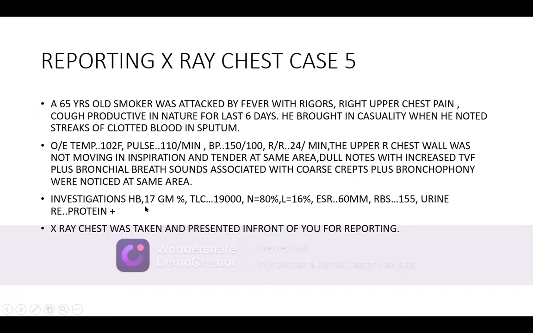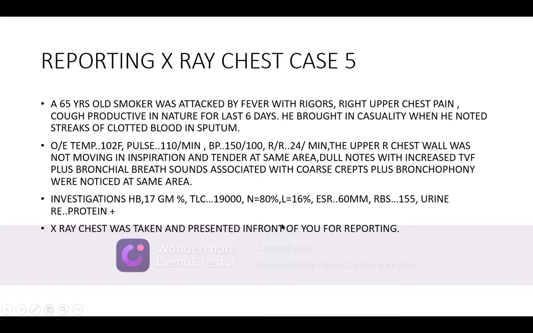Now investigations: hemoglobin was 17 gram per cent. The total leukocyte count was 19,000. Neutrophils 80%, so it is a neutrophil leukocytosis, the predominant acute inflammation. Lymphocytes were 16%, slightly lymphopenic, and ESR was 60 millimeter in the first hour. It is an acute phase reactant. Random blood sugar was 155. Urine RE was protein positive +1. You can neglect it. The X-ray chest was taken and is presented in front of you for reporting purposes.